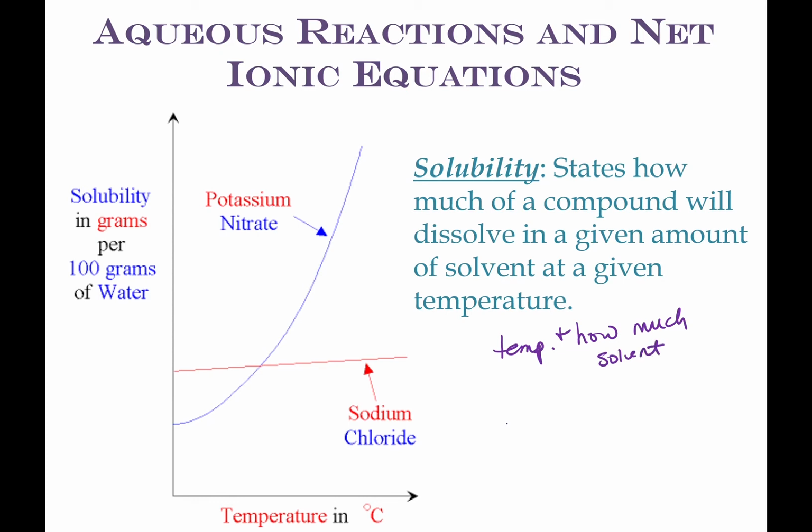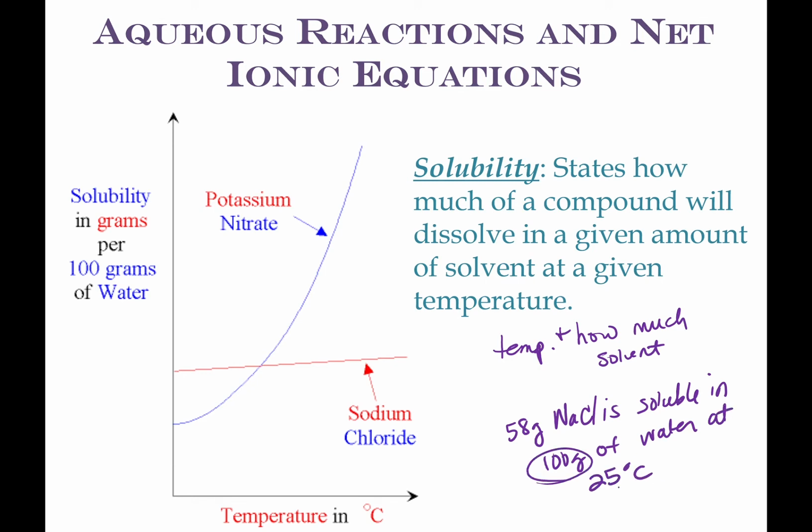So when you say there are 100 grams of sodium chloride is soluble in, actually let me change that because I don't think that's anywhere near. Let's say 58 grams of sodium chloride is soluble in 100 grams of water at 25 degrees Celsius. So I must have the amount of water and I must also have a temperature because those are important. If I were to double the water, I should be doubling the solubility, and if I change the temperature, the solubility will also change.